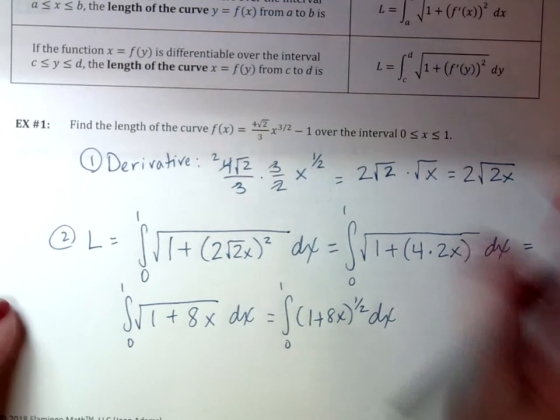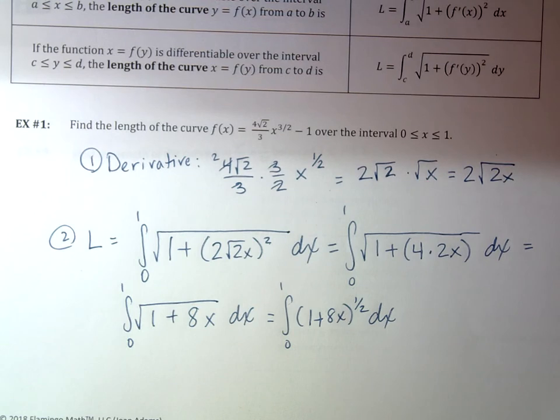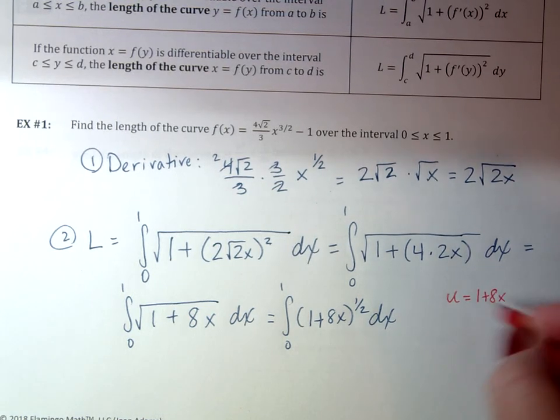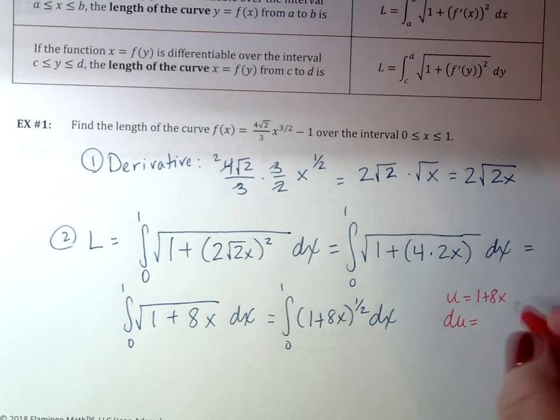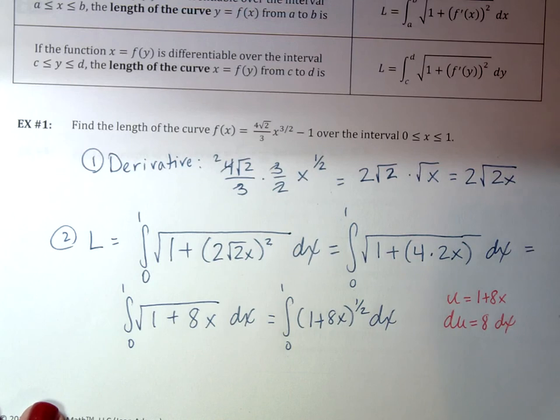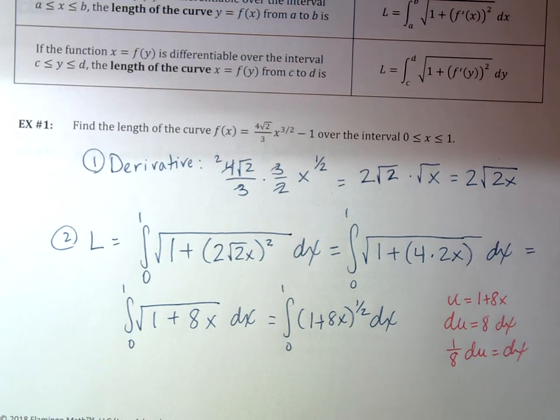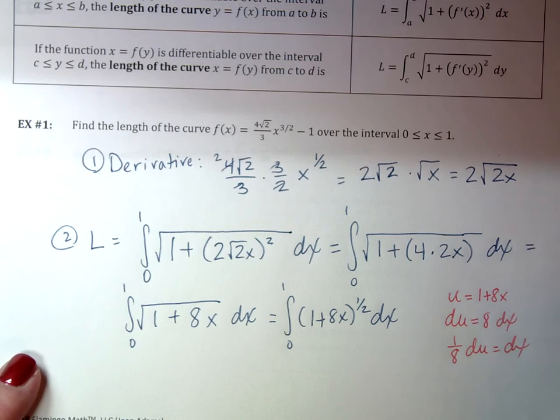So I'm thinking of all the methods we've learned of how to figure out what an integral is, and this one screams to me u-sub, with my u being 1 plus 8x. My du is 8 dx, which means that 1/8 du is my dx. And now I'm u-subbing. Oh, by the way, what else do I need to do? I need to get the new bounds. Might as well do that while I'm at it.